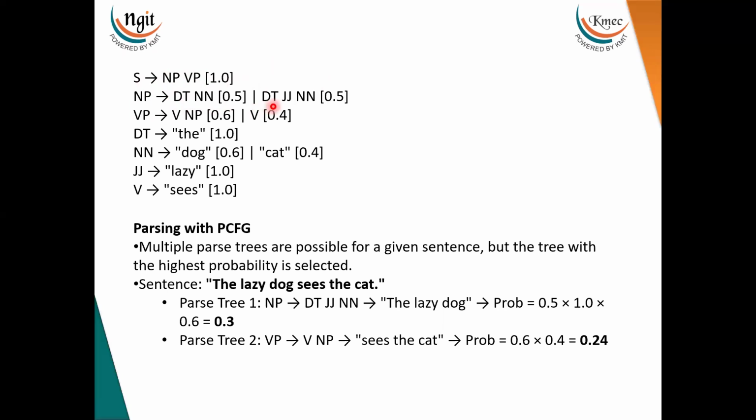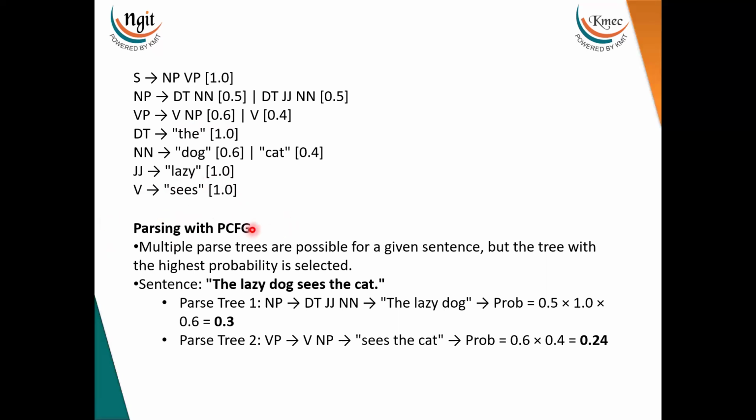And then a determiner followed by an adjective and a noun is 0.5. And a verb phrase having a verb followed by a noun phrase is 0.6, that is 60%. This is the alternate: the verb phrase is defined as a verb followed by a noun phrase, and the alternate we have is a verb alone, that is 40%. Then the determiner being 'the' is 100%, and the noun being 'dog' is 60%, 'cat' is 40%, and the adjective being 'lazy' is 100%, whereas the verb 'sees' will be 100%.